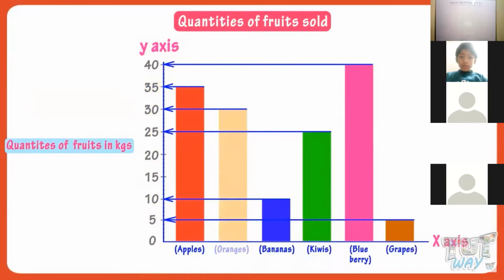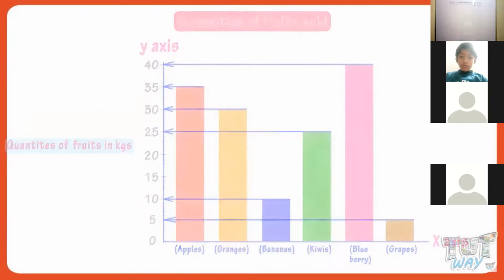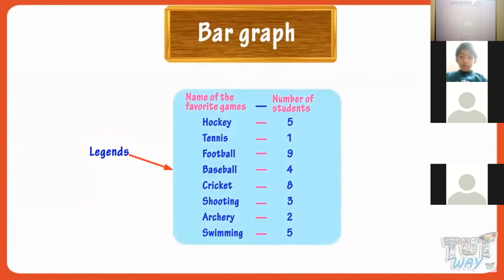Quantity of oranges sold is 30 kg. Quantity of bananas sold is 10 kg. Blueberries are sold the most. Bananas are sold the least. So kids, data in the form of charts is much easier to read and represent. It is easier to compare data values. Now let's see another example.